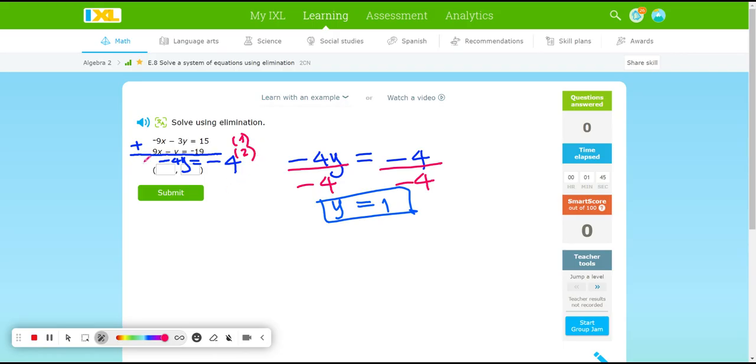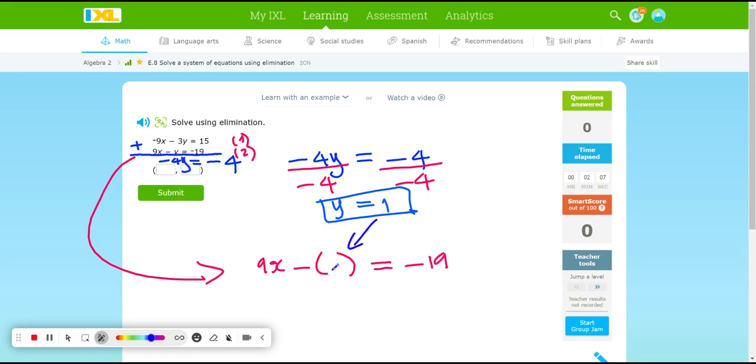You can substitute into either equation number 1 or equation number 2. It's up to you. But I noticed on equation number 2, I have 9x, and if I want to solve for x, the 9 is positive, so it's easier for me. So I use equation number 2: 9x subtract y equals negative 19. The y is 1, so I just put 1 right there in the box, and I'm almost done.